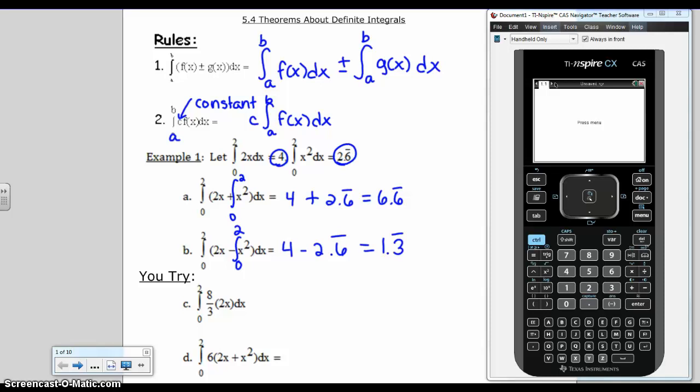So for the u-tries, let me just set you up with the first one. Because 8/3 is a constant, you can pull that outside of the integral. So you're doing 8/3 times the integral of 2x dx. So take a minute, try C and D, pause the video. When you're done, unpause the video and check your answers. Okay, so you should have gotten 32 over 3 for C, and for D, you should have gotten 40.